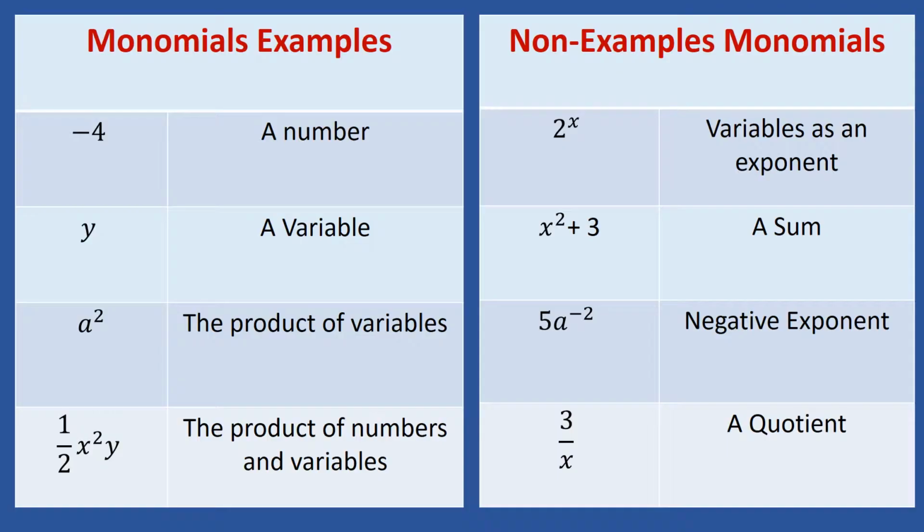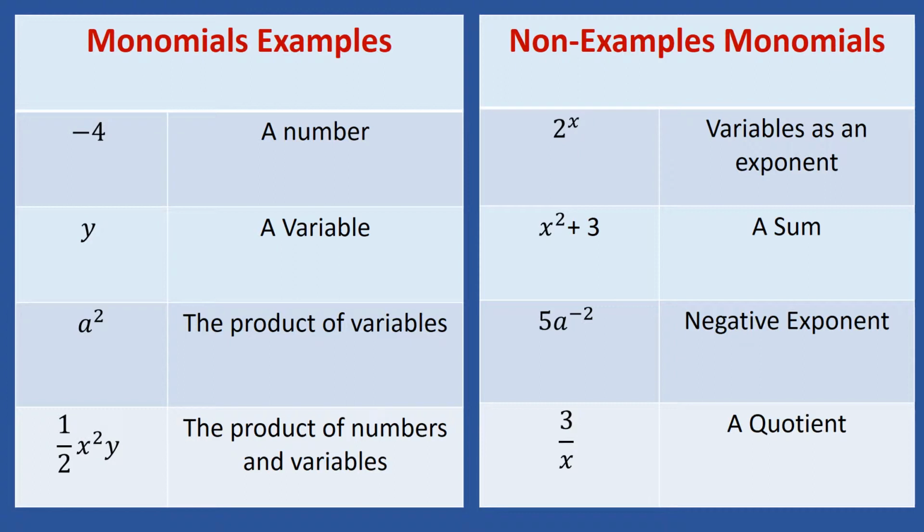At the top of your worksheet, you'll notice that there is a chart. They have examples on the left-hand side and non-examples on the right-hand side. We're going to start with the examples. They give you -4. Basically, all numbers are monomials. Then they give you y. Well, a variable is a monomial.